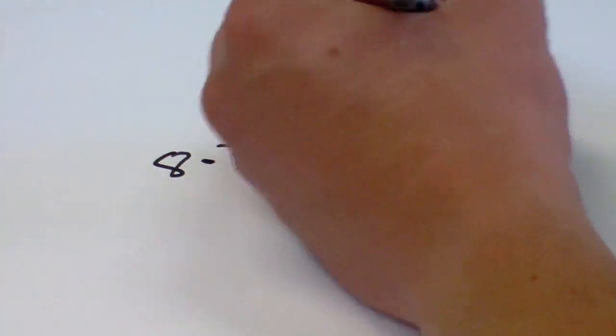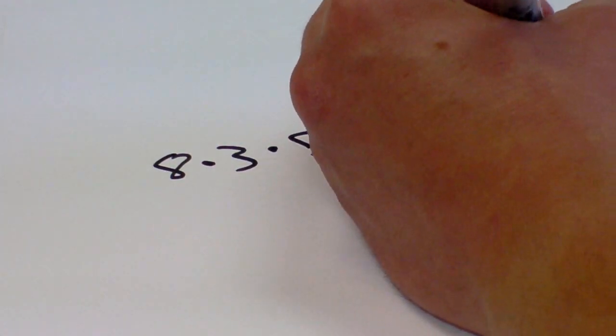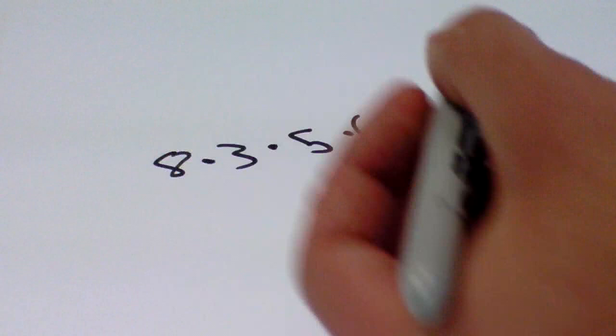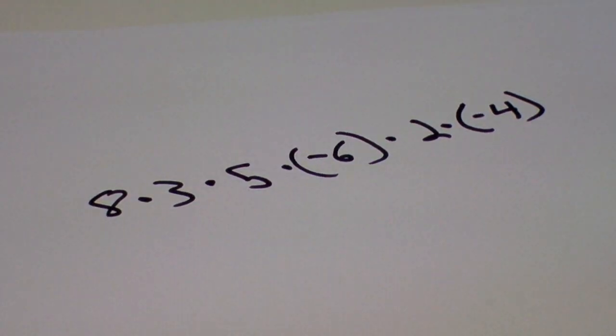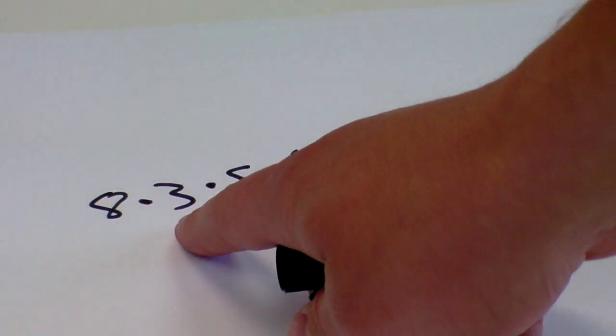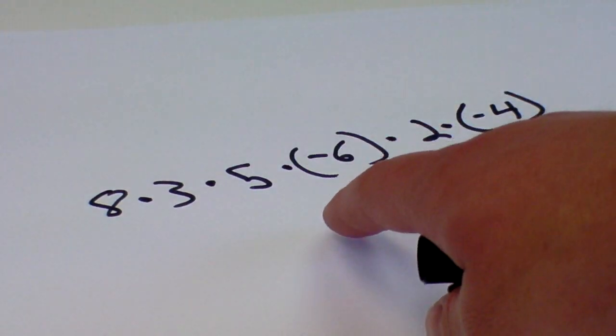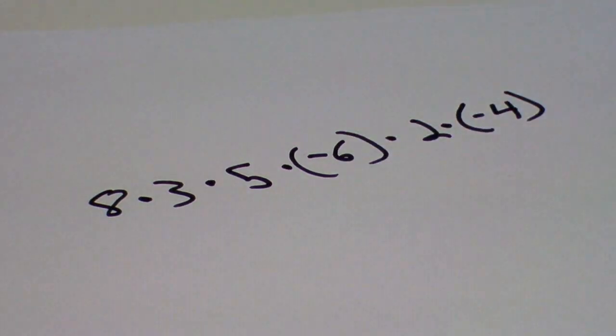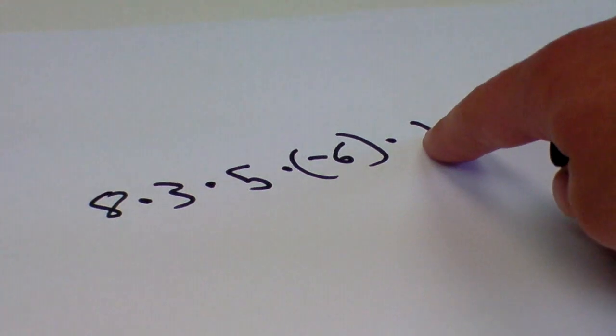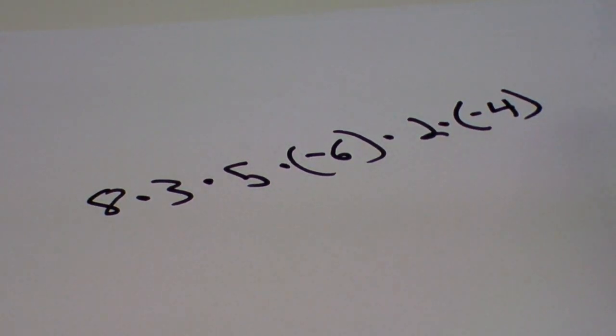So if I have 8 times 3 times 5 times negative 6 times 2 times negative 4, whatever group of numbers I have, if I want to multiply these numbers, I can multiply them in any order I want. So I can go 8 times 3 is 24, times 5 is 120, times negative 6 is negative 720. Or I can go 8 times 2 is 16, times negative 4 is, whatever. I can multiply them in any order I want.